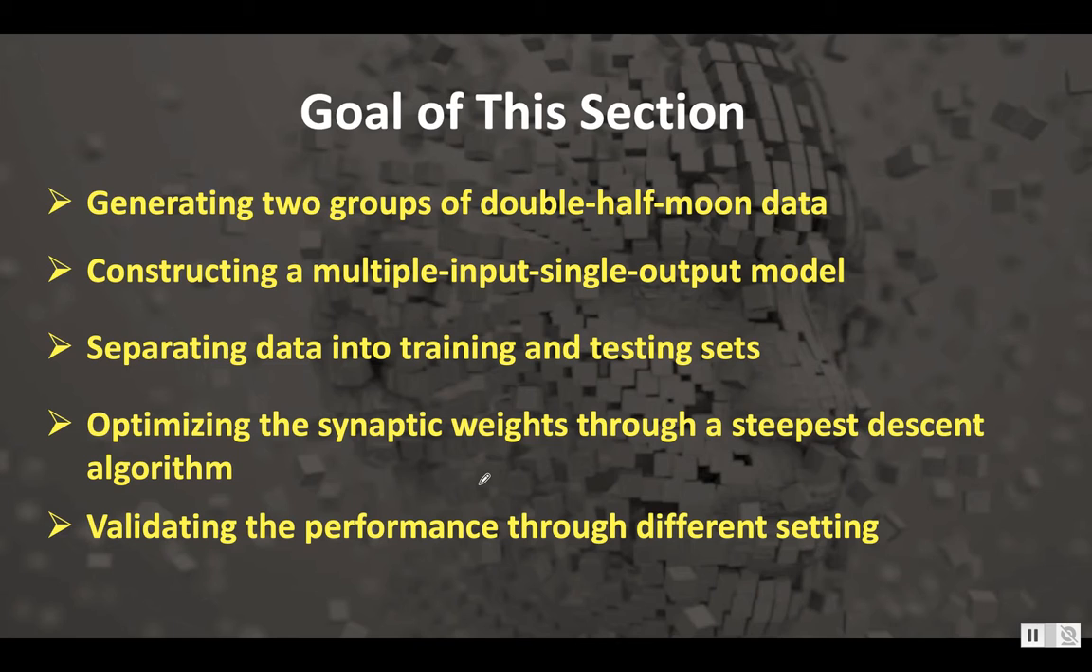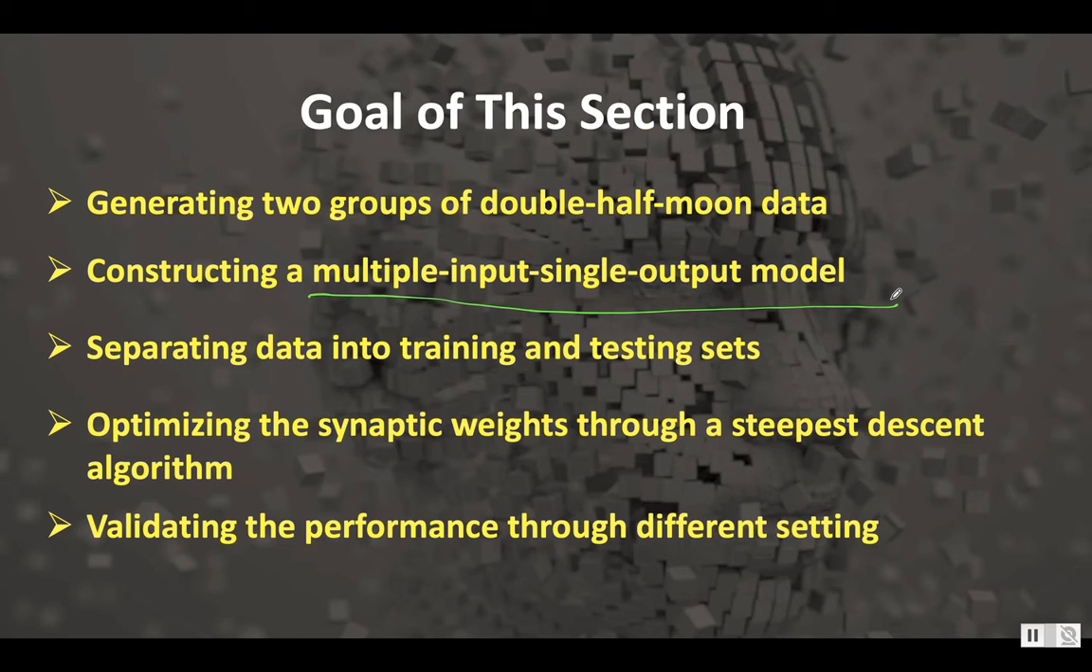So here is the goal for this section. First, using MATLAB to generate two groups of double half-moon data. Second, constructing a multiple input, single output model. For this section, we will do linear classification, which means a linear function can fully separate those two groups of data. Therefore, a single neural perceptron can do this job.